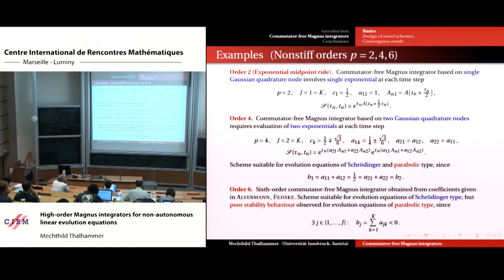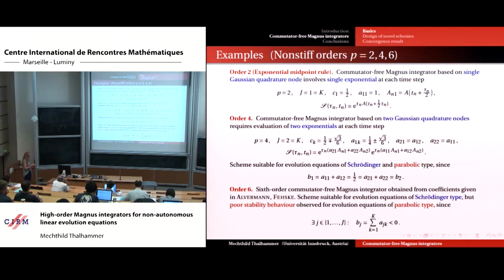Okay, simple methods. I gave this one before. This is just a second-order Magnus integrator, where we have one exponential, one quadrature node, and a natural extension to fourth order involving two exponentials. This is the following. You could use the Gaussian quadrature nodes, so two Gaussian quadrature nodes. So we have a fourth order quadrature rule, and then you have certain coefficients involved, and then you build up these two exponentials. And this scheme is nice. It's nice for Schrödinger equations, and it's also nice for parabolic equations.